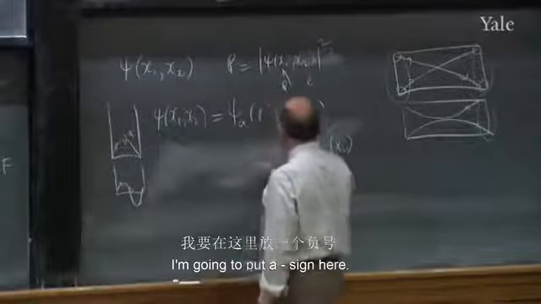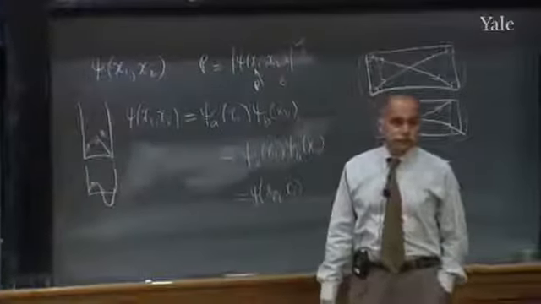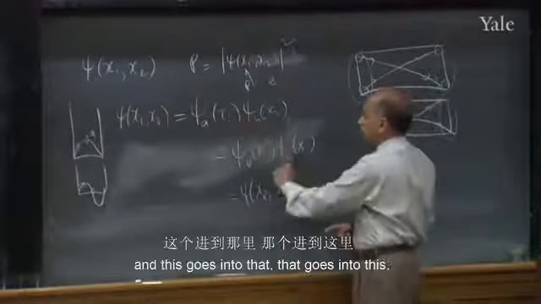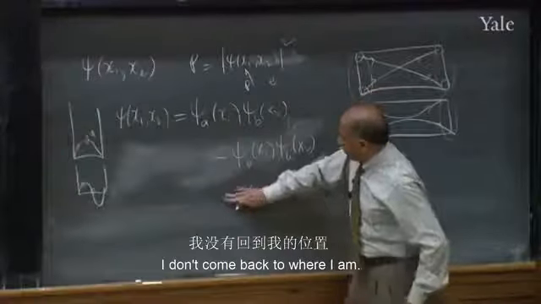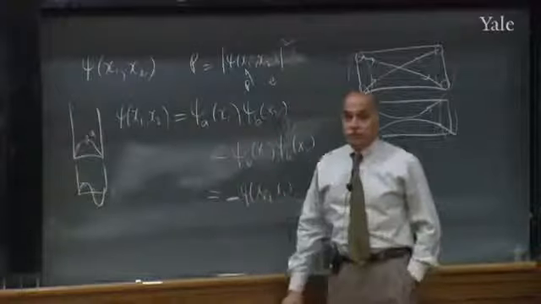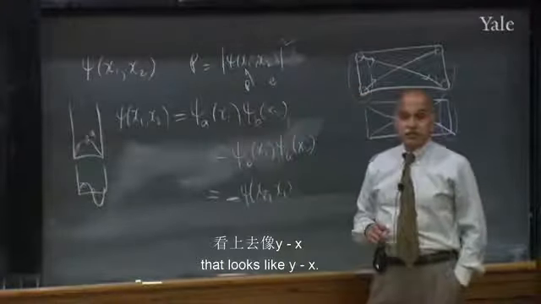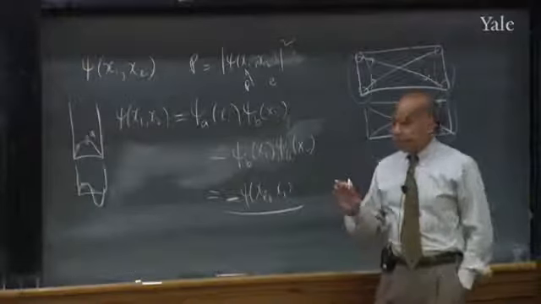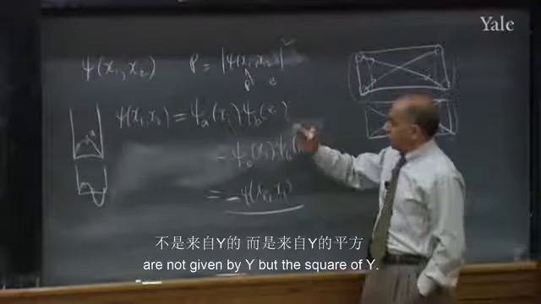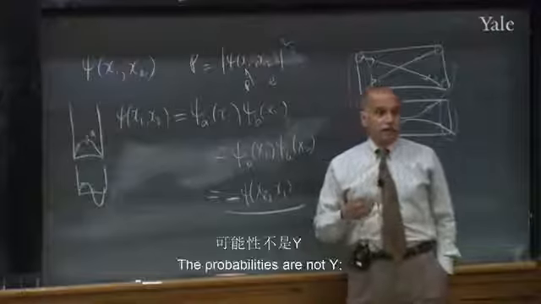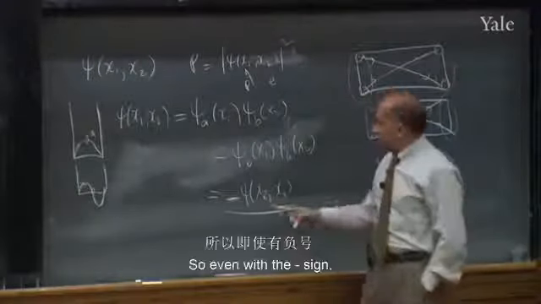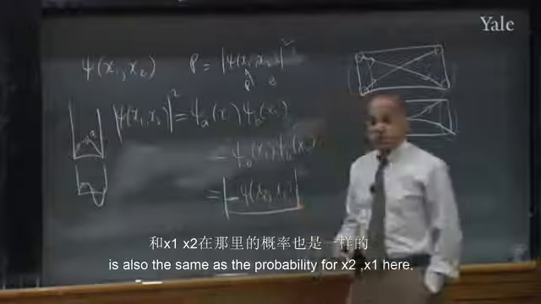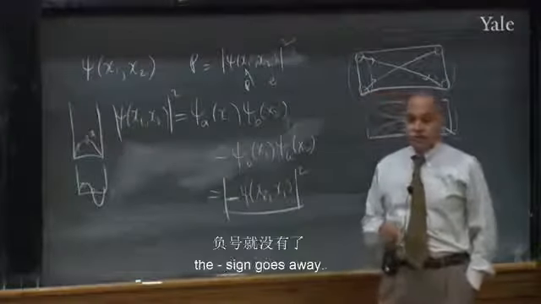Now I'm going to try another combination. I'm going to put a minus sign here. If I put a minus sign, perhaps you can see if I exchange the two guys, and this goes into that, that goes into this, I don't come back to where I am, I come back to the minus of this guy. If this looked like x minus y, that looks like y minus x. So you might say, hey, things are not the same when I exchange the particles. But remember, the physical quantities are not given by psi, but the square of psi. The probabilities are psi square. So even with the minus sign, the probability for x1, x2 here is also the same as the probability for x2, x1 here, because when you find the absolute value, the minus sign goes away.